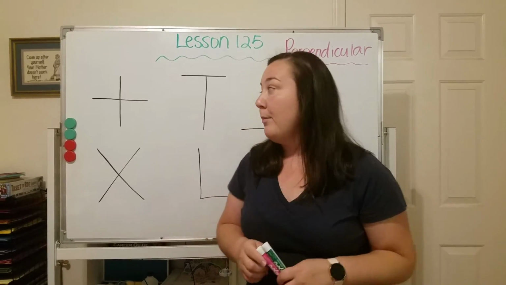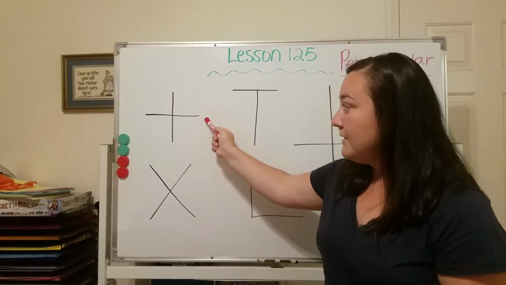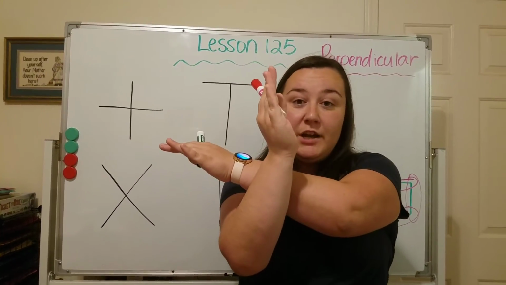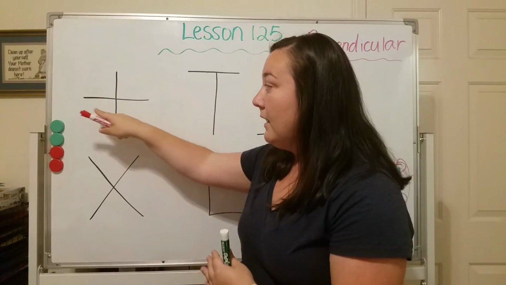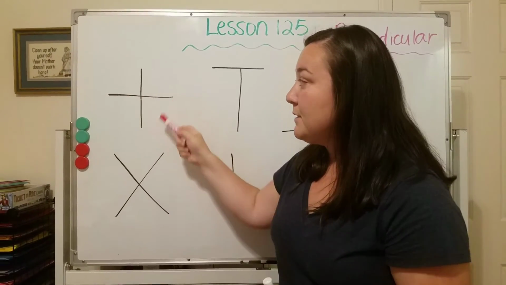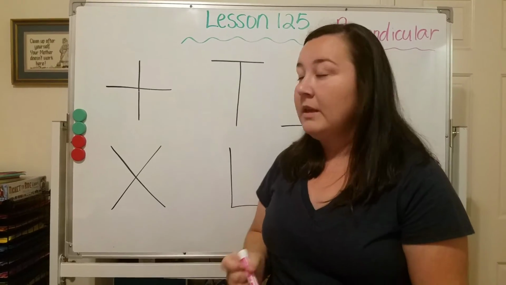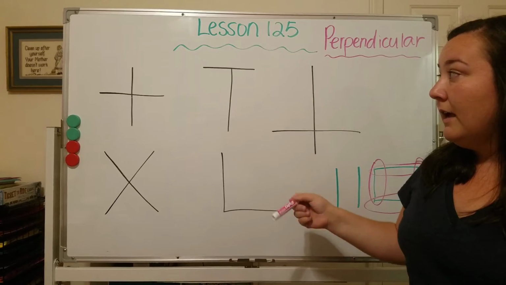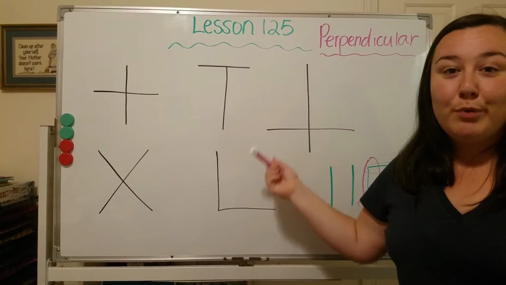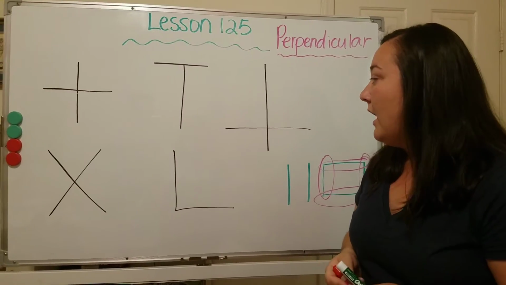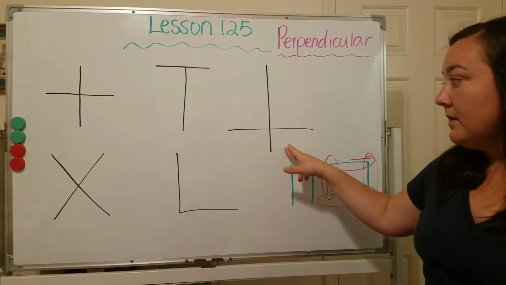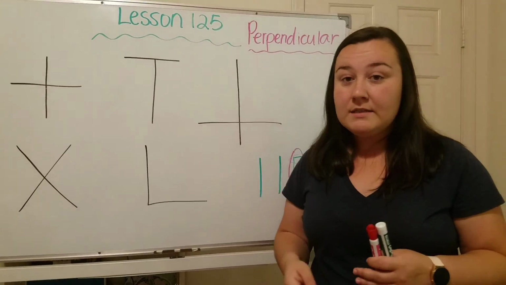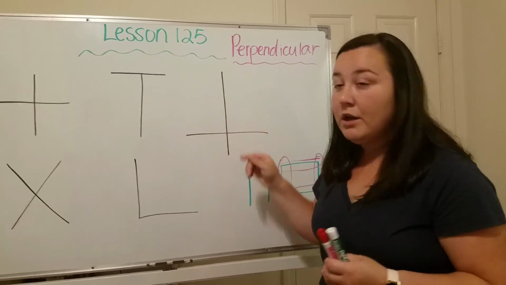So first example is this here. Looks like a cross. They intersect each other. These two lines cross. This line here is perpendicular to this line. So they cross. These two lines are perpendicular to each other. These two lines are perpendicular to each other as well. They also cross. These two line segments cross.